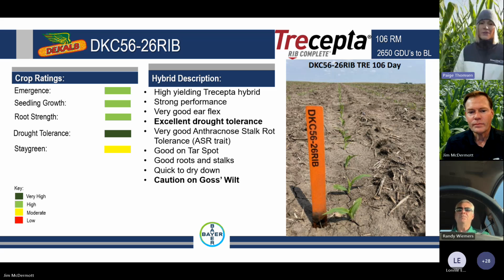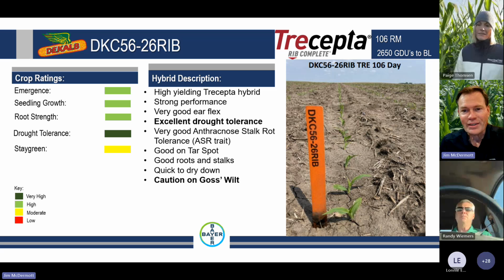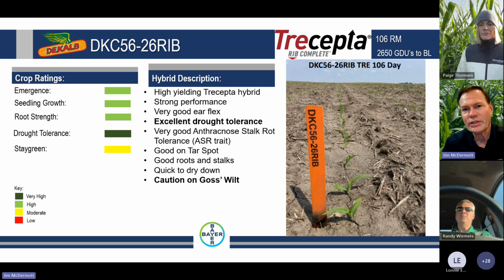Strong performance the past few years. Going out in the field, it just looks like regular corn, and it hasn't disappointed. So excited to see what we find in a different type of weather environment than the past couple years. Yeah, I sure like this hybrid too. It's one that got a little bit overlooked.